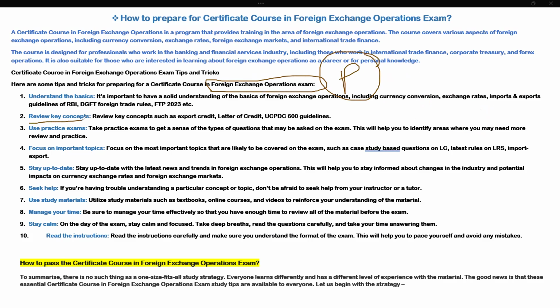So reviewing key concepts means export credit, letter of credit, and UCPDC guidelines. These are the key concepts which you should review.